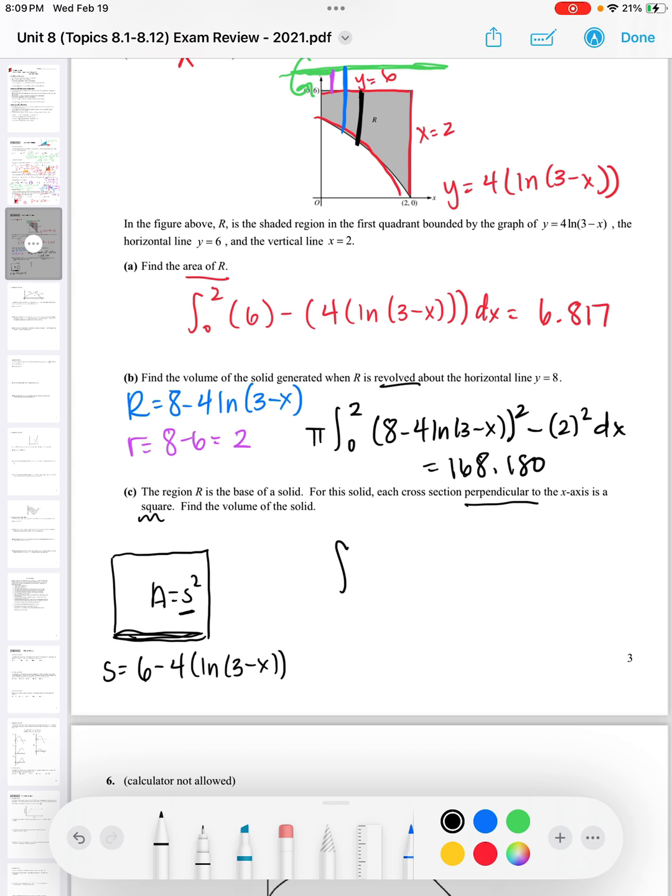I need to integrate that area. So my side is this, and I'm going to square it. I need one more set of parentheses in there. And that's going to go again from 0 to 2. And when we go math 9 for that one, we get an answer of 26.266.